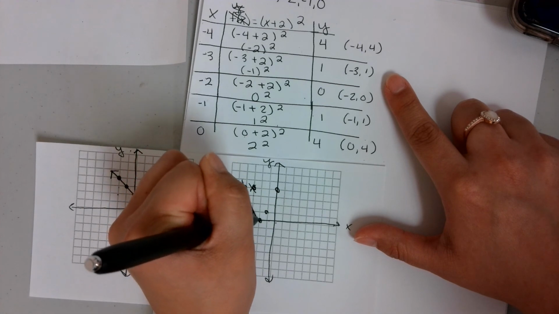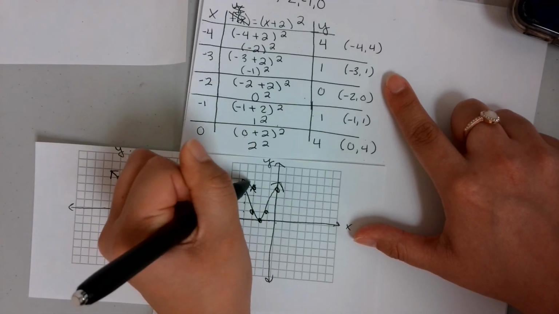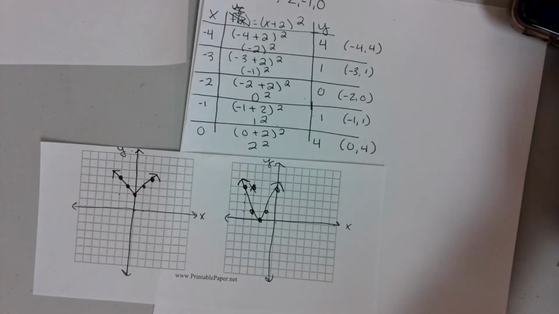Be sure to connect your dots and be sure to put arrows at the end. Your notes should look like this. So you should have 2 tables with your graphs. And those are the notes for today.